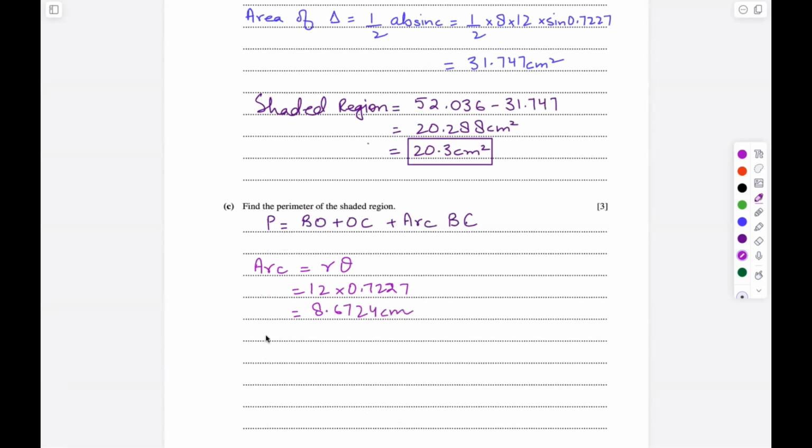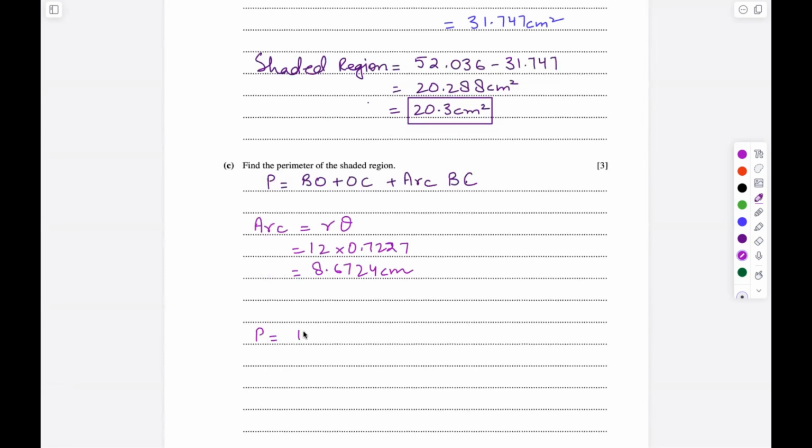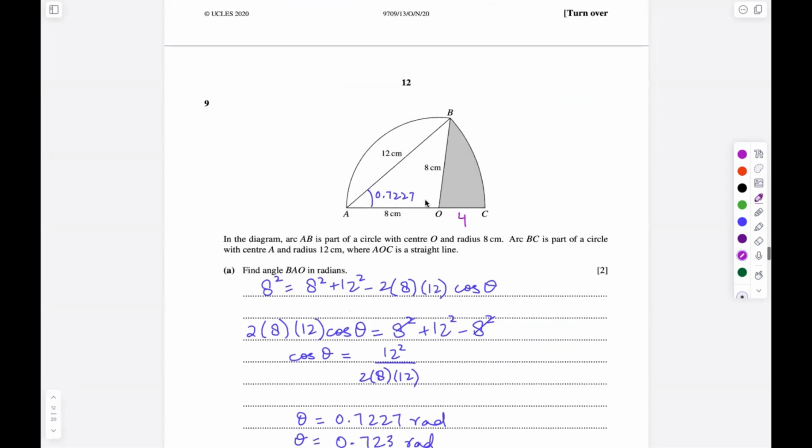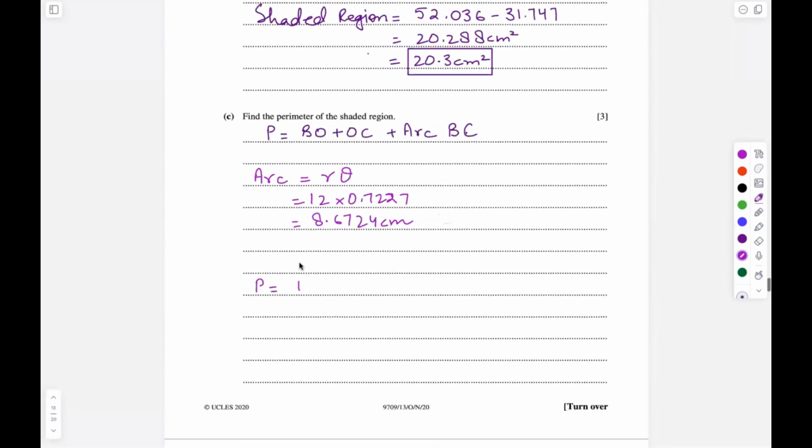centimeters. And finally, the perimeter will be equal to, so one of the lengths was 8, the other length was 4. So this will become 8 plus 4 plus 8.6724. Adding them up, 12 plus 8.6724 is equal to 20.6724. And finally, giving an answer to three significant figures, this will be 20.7 centimeters for the perimeter of the shaded region.